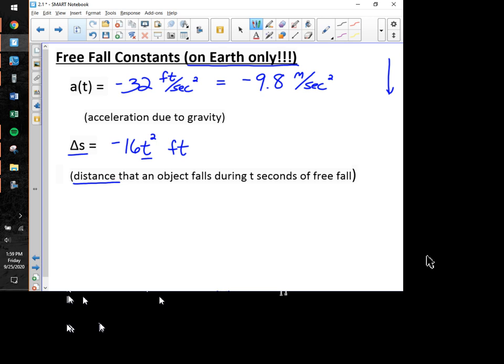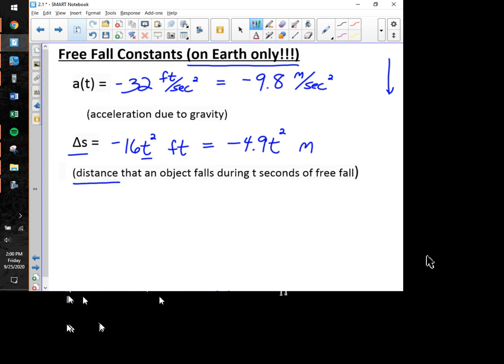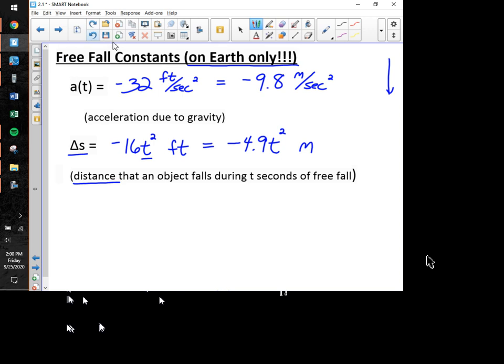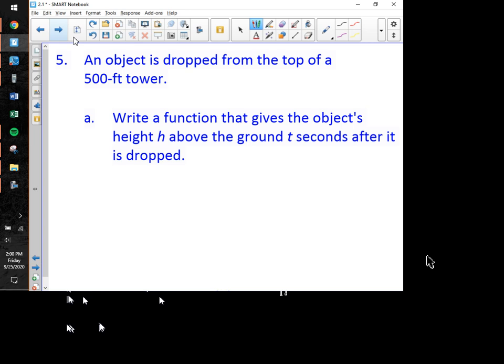In the metric system over here, that is going to be a -4.9 t squared, but now we're measuring things in meters. So those 4 quantities right there, everybody, are pretty important to know, and we want to make sure that we've got those down, that we understand what they are, and more to the point, how to use them. So maybe put a big box around this. Maybe we should have written that at the very top of our notes, but let's use it.